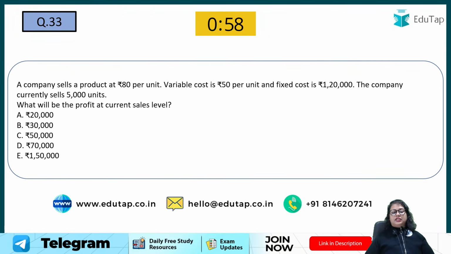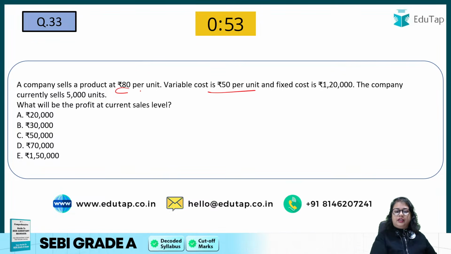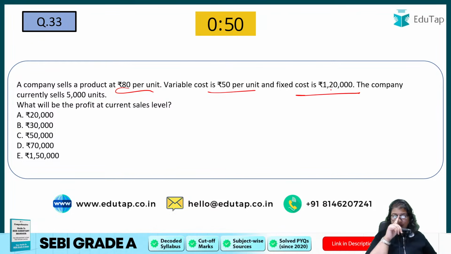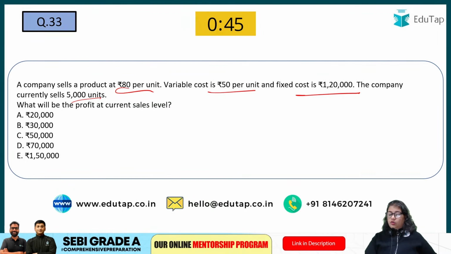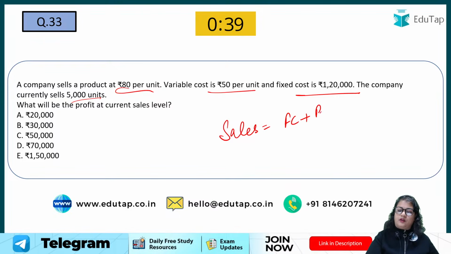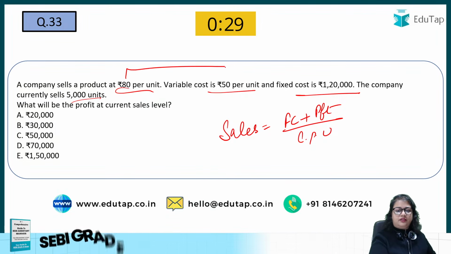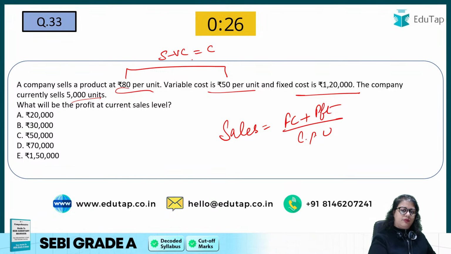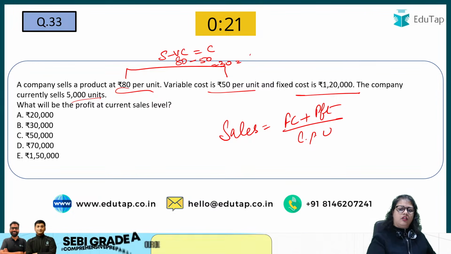Okay, question number 33. A company sells a product at 80 rupees per unit. Variable cost is 50. Fixed cost is 1,20,000. The company is selling 5,000 units. What will be the profit at the current sales level? So what is the formula? Sales is equal to fixed cost plus profit upon contribution per unit. This is the formula. Do I know the contribution per unit? No. So let me calculate sales minus variable cost, that is 80 minus 50, that is 30 will be my contribution, right?